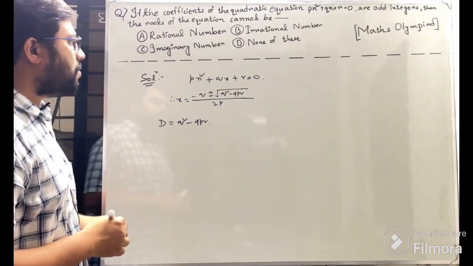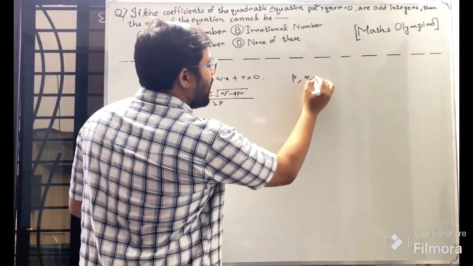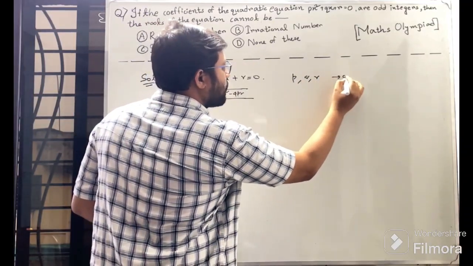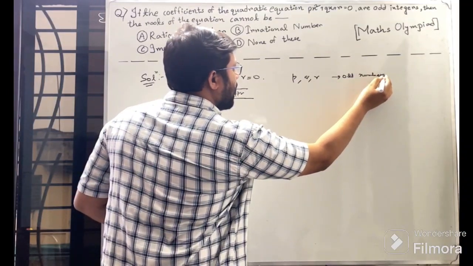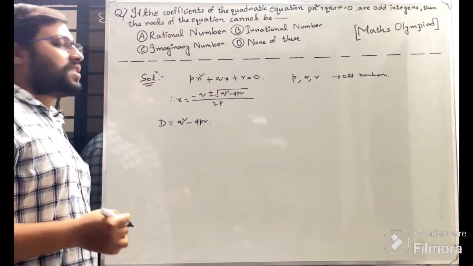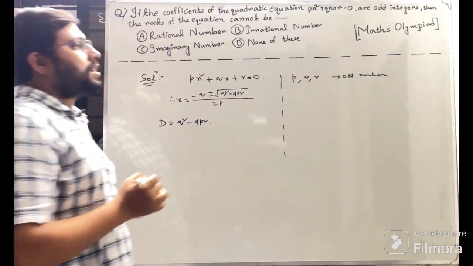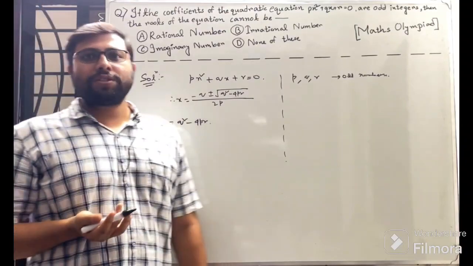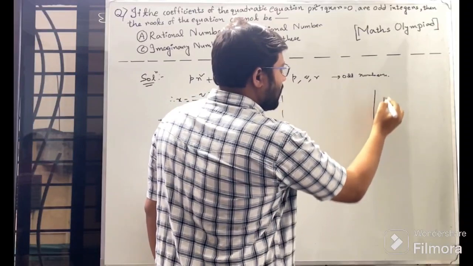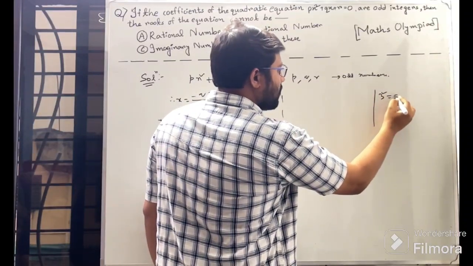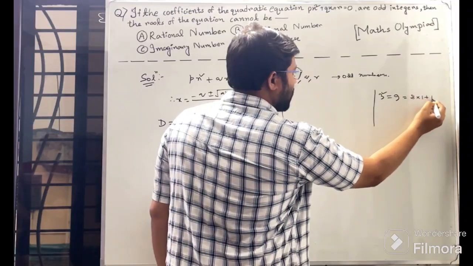Now it is given that p, q, r are all odd numbers. And we know this is a property of number theory, a simple property, that the square of an odd number is of the form 8k plus 1. Just look at this. 3 is an odd number. 3 square is equal to 9. It can be written as 8 into 1 plus 1.